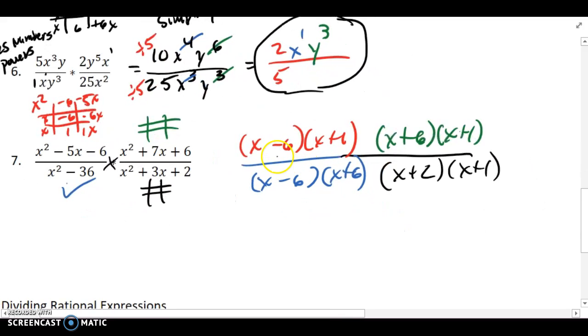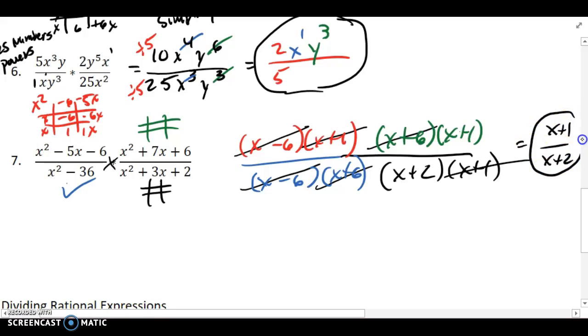And now we're going to cancel some stuff out. So x minus 6 is gone. X plus 6 is gone. X plus 1 and x plus 1 is gone. Notice it has to be the top and the bottom, so I couldn't cancel those. Now notice we still have some left. So what is left is the answer we're looking for, and it's that right there. So you could take a whole bunch of stuff and simplify it down to that.